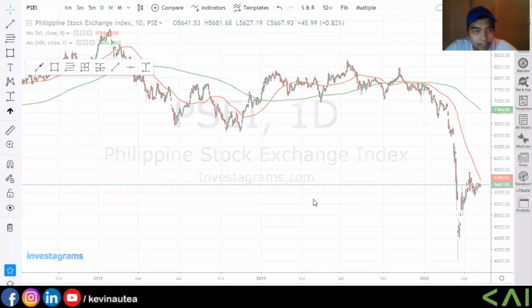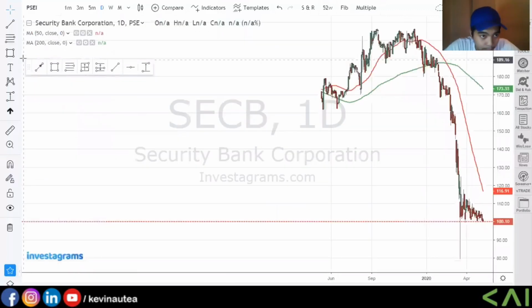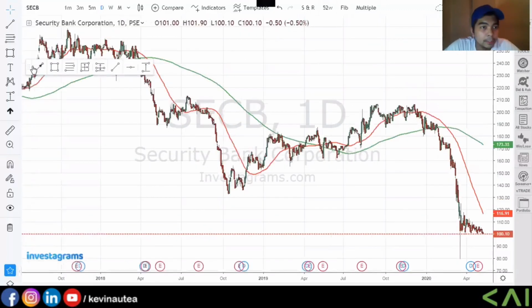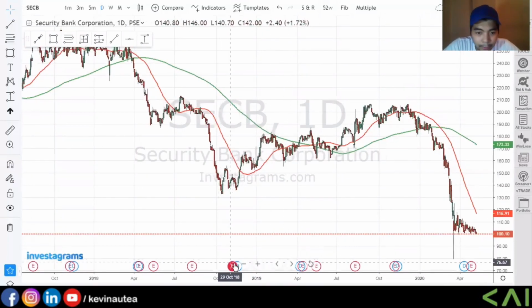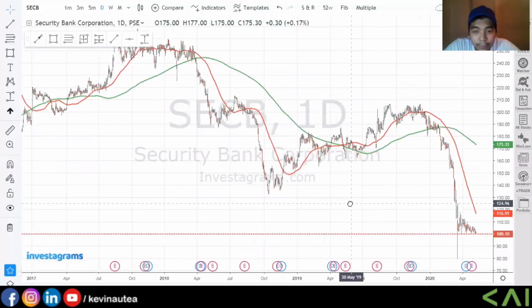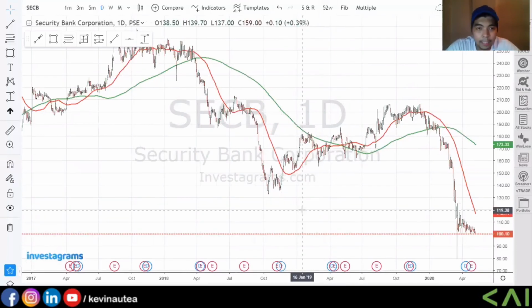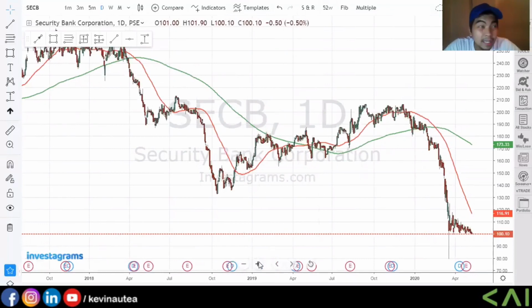First of all, I have Security Bank. SECB, or Security Bank. Here you can see the trend. It's a really long trend. It's really a lagging or a confirmation indicator that we can use. Like for this one, this is what happened today.